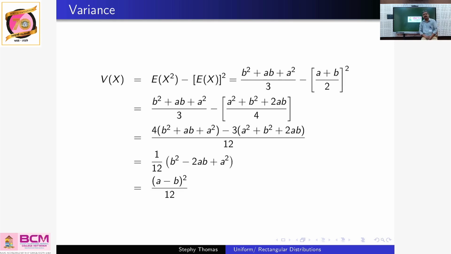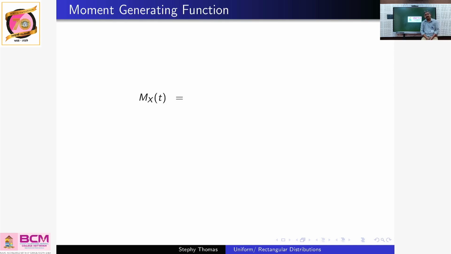So the variance of a uniform distribution, or a continuous uniform distribution, or rectangular distribution, is equal to b minus a the whole square divided by 12, or it is equal to, as we are taking the square, a minus b the whole square divided by 12.